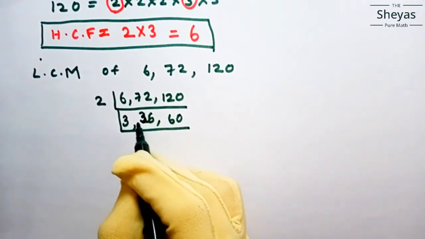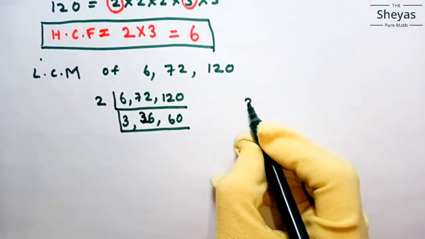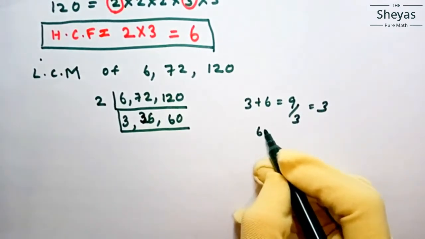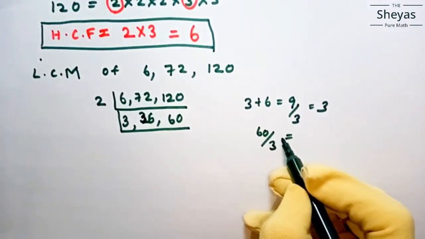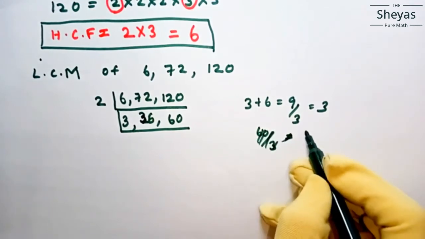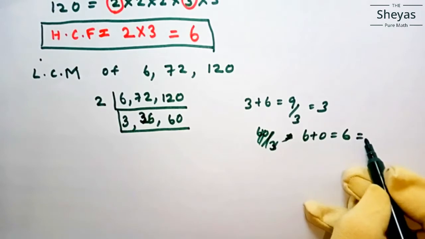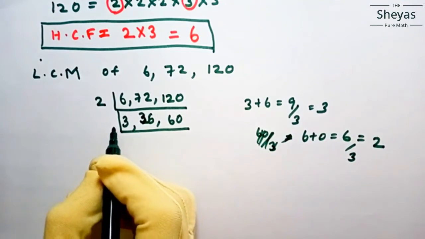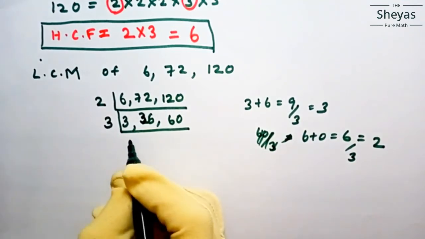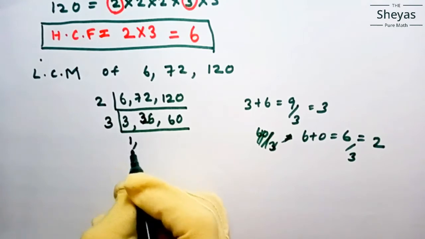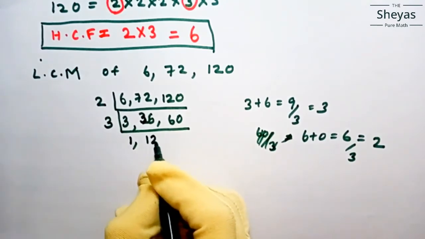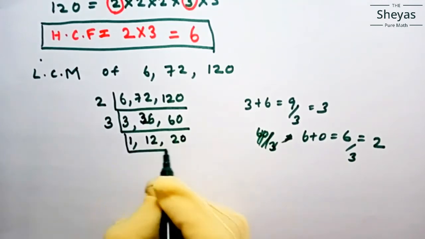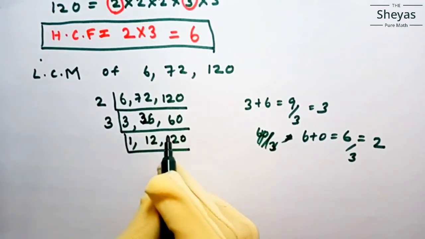So I am selecting 3 because 36, when you check the divisibility test, 3 plus 6 is equal to 9. It is divisible by 3. And 60 again, it is divisible by 3 because 6 plus 0 is 6. So 60 is divisible by 3 and 36 is divisible by 3 and 3 is divisible by 3. So I am taking 3. 1 3s are 3. Then 1 3s are 3. 2 3s are 6. 2 3s are 6. Then 0.